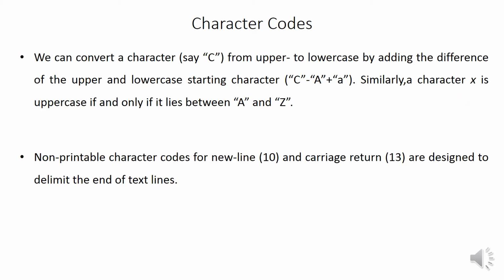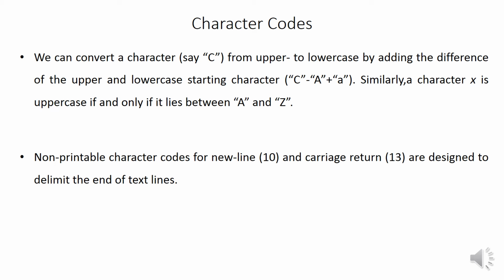So we can convert a character, capital C, that is uppercase, to lowercase by adding the difference. As per our previous discussion, capital C is 67, minus 64 plus 95, something like this. I think 97. Okay, we have to get 99. So that is how the capital C is converted into a small c.